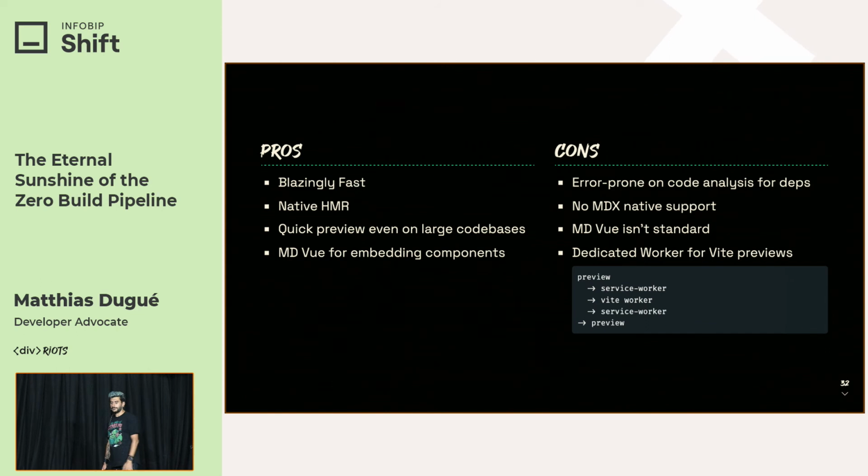We've got the native HTML. It's really quick, even on large code bases. And we've got MDView, but MDView is not standard, so it's a bit of a shame, but yeah, we have it. At least we had MDX support by modifying some few configuration, but yeah, on the cons, we saw that it's probably more error-prone, because if we miss some dependency in the code analysis process, we had to reload the entire preview. So at some point, we have a few glitches with Vite, but definitely our feedback is totally positive.